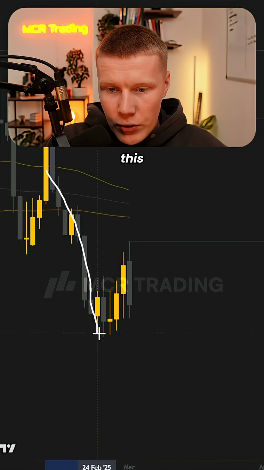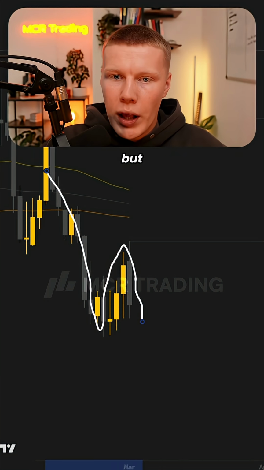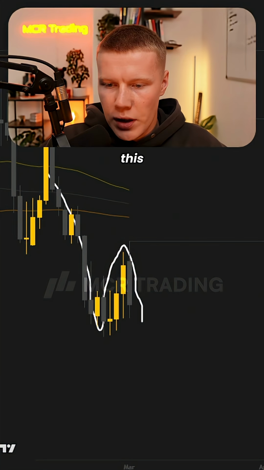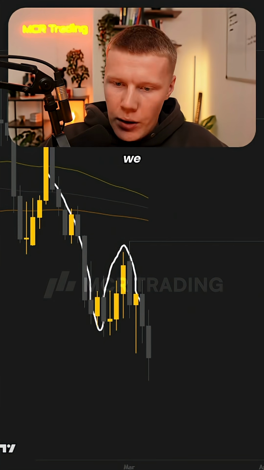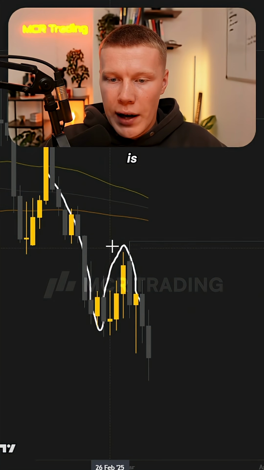Whereas if we look at this level, yes, it's had a nice little move off, but it hasn't created new structure. So once it breaks this low, and if we play it forward a little bit, there we go. It's now broken the low. This level is now validated.